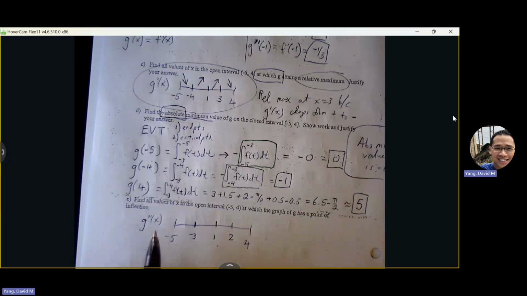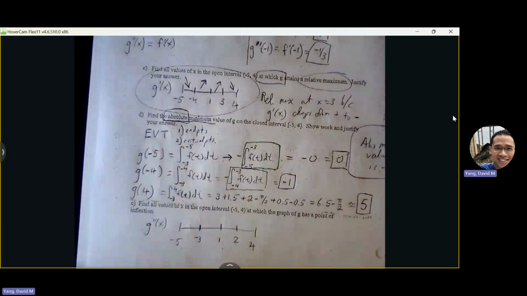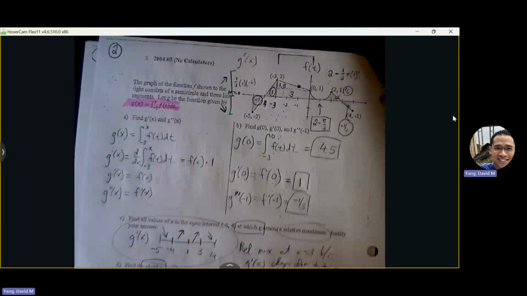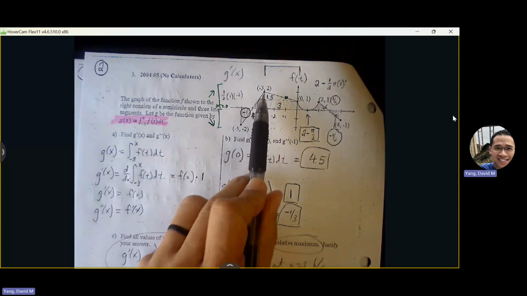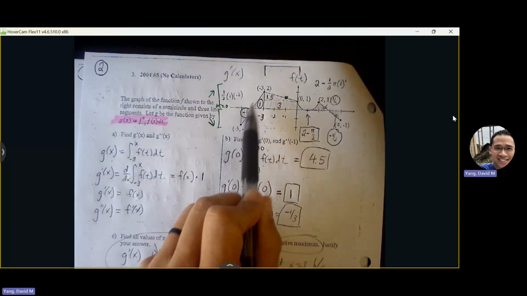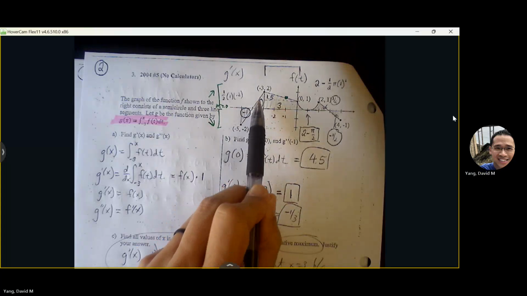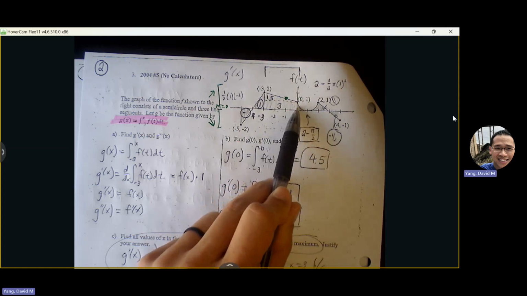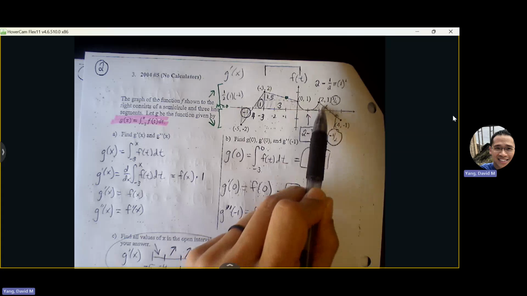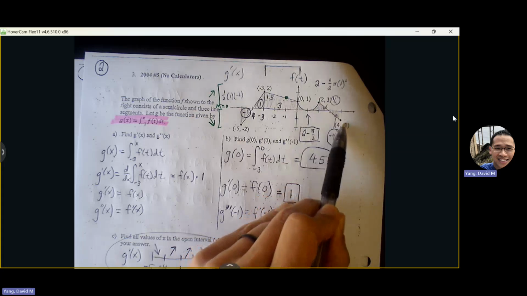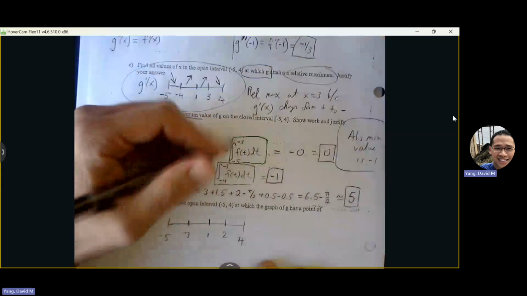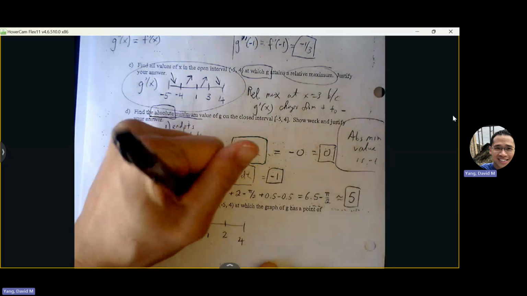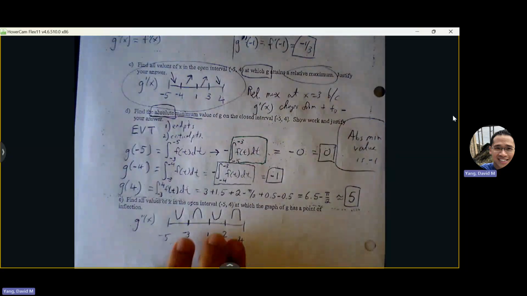And if you remember, how do we read concavity based off of the first derivative graph? We look at the what? Slope. So positive slope means what? Concave up. Negative slope means concave down. Positive slope means concave up. Negative slope means concave down. So it's going to keep alternating between concave up and concave down. And we can therefore conclude that all these critical points are points of inflection because they all have a change in sign.